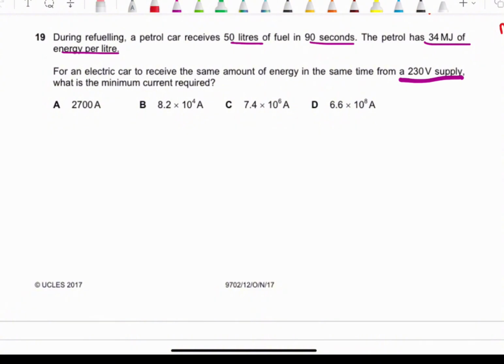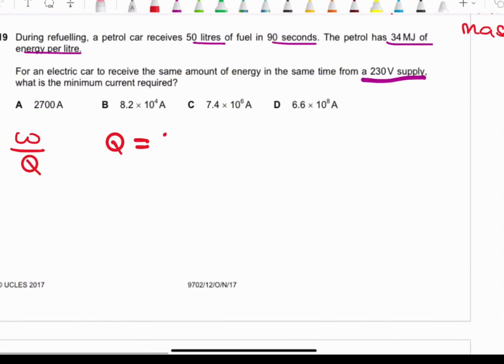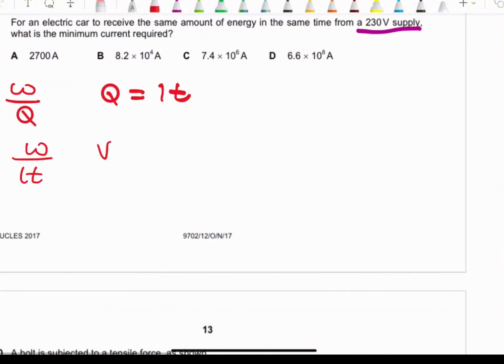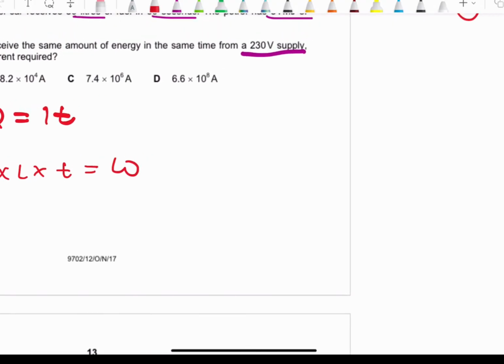Just write all the equations that you know. We know that V is equal to the work done per unit charge, but I know that Q is equivalent to IT. So V multiplied by I multiplied by T is equivalent to the work done. So the value of I is going to be the work done divided by the value of V multiplied by the time that you took.